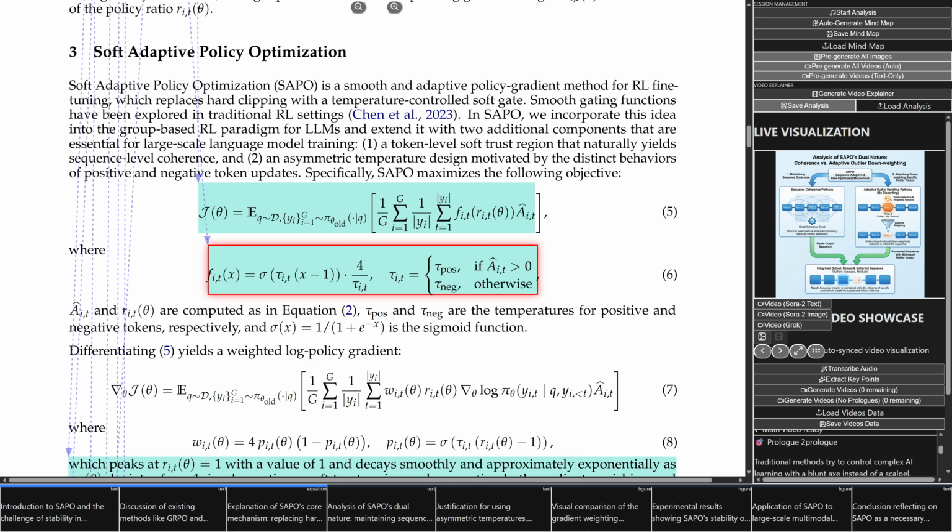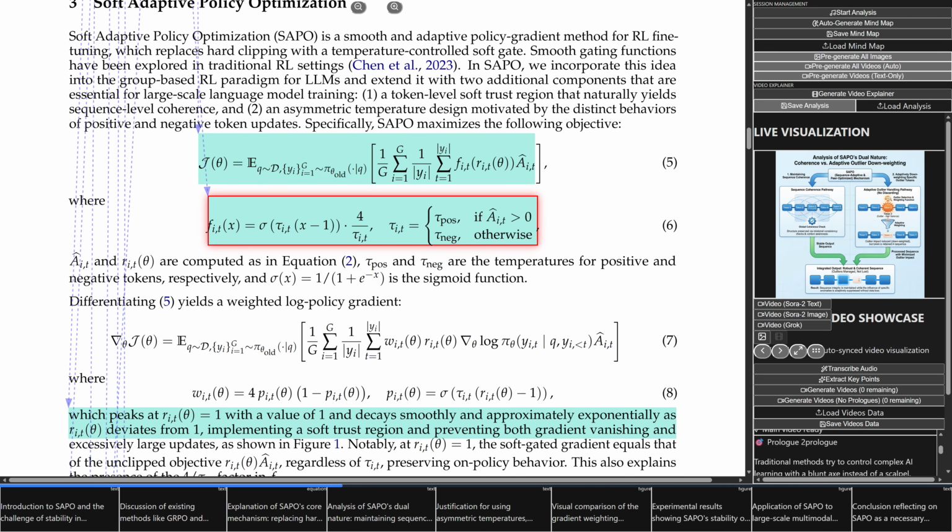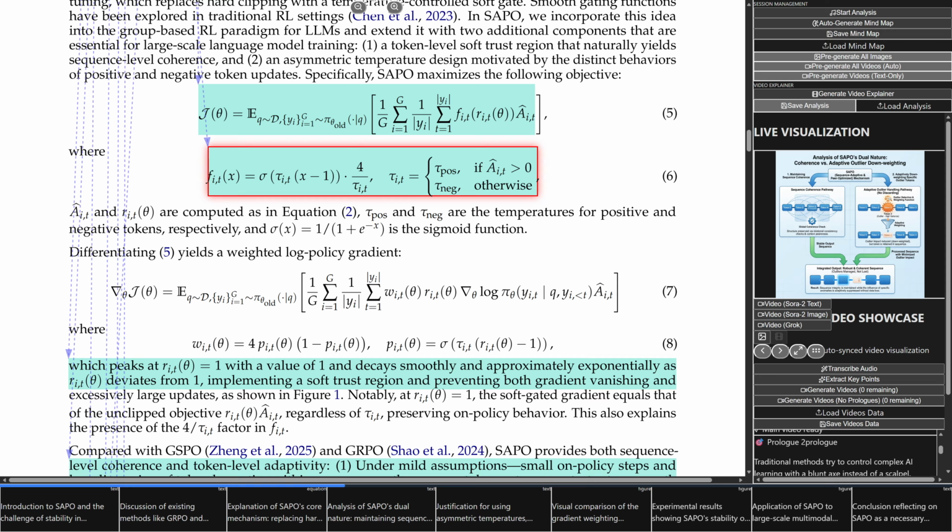It's spot on. Instead of a hard clip that just stops the learning signal dead, SAPO uses a continuous gating function. Mathematically, they use the set-squared function, which acts like a smooth curve. A set-squared function. Okay, that's specific. What does that shape actually mean for the gradient in practice?